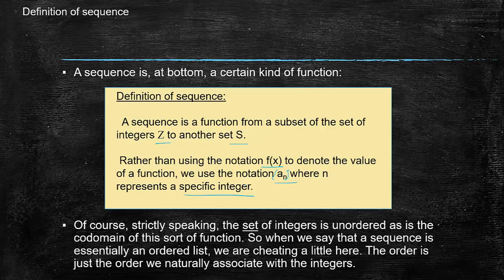Now, of course, strictly speaking, the set of integers is unordered, as is the codomain of this sort of function. So when we say that a sequence is essentially an ordered list, we're cheating a little bit here. The order is really the order we naturally associate with the integers.